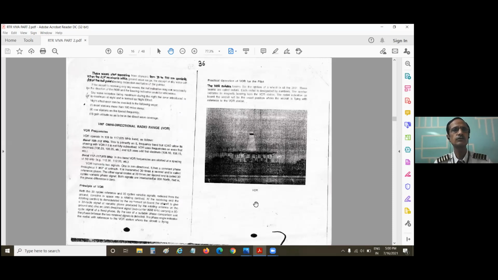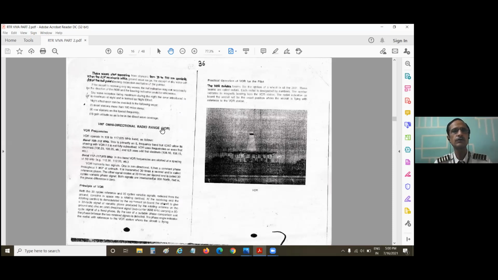Today, we are going to do VOR, that is on page number 36 of your Viva book. Please look at your Viva book, page number 36, then we'll look at VOR today. As you look at this page number 36 in VOR, what you see is the full form of VOR. This is the short form, VOR.